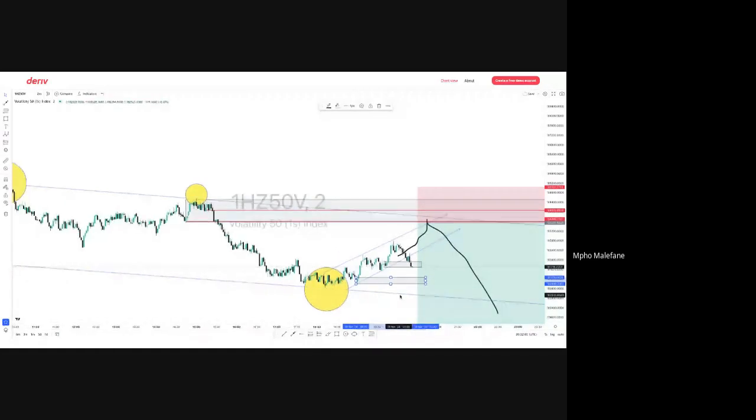You understand this channel line? I'm just trying to tell you that it's breaking this. So, but that's actually broken that zone. So we come back and observe that as well. You understand?